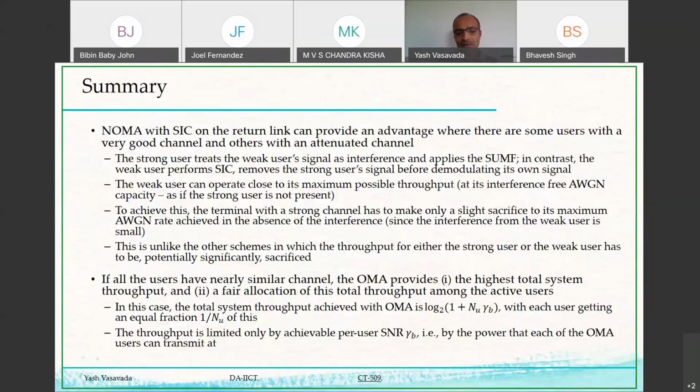But in most situations, you will more likely have a case where one user is close to the base station and the other is far away from the base station. The chances that both the users are at equal distance from the base station are probably smaller compared to the chance that the two user signals are mismatched in power level. And so in such cases, NOMA is going to be better.